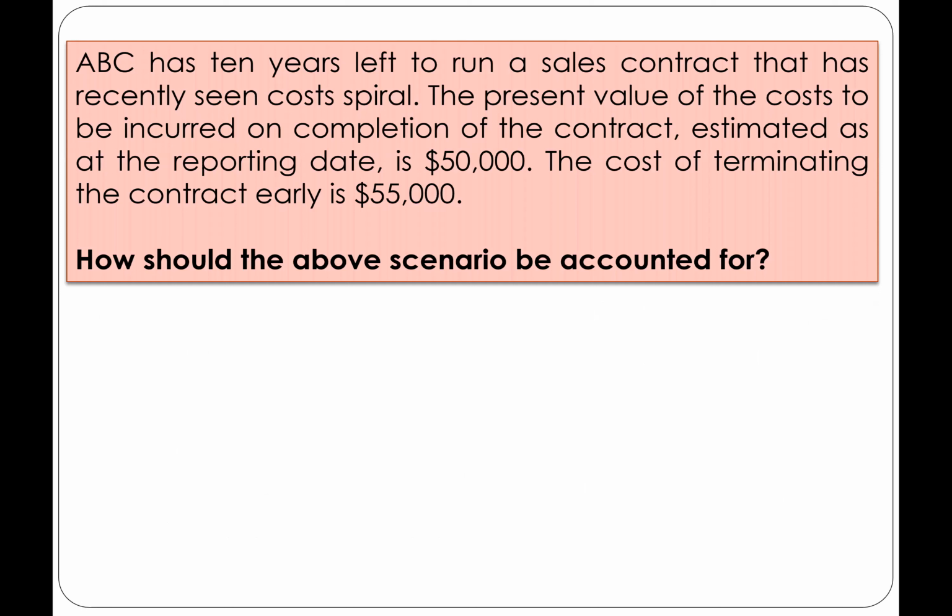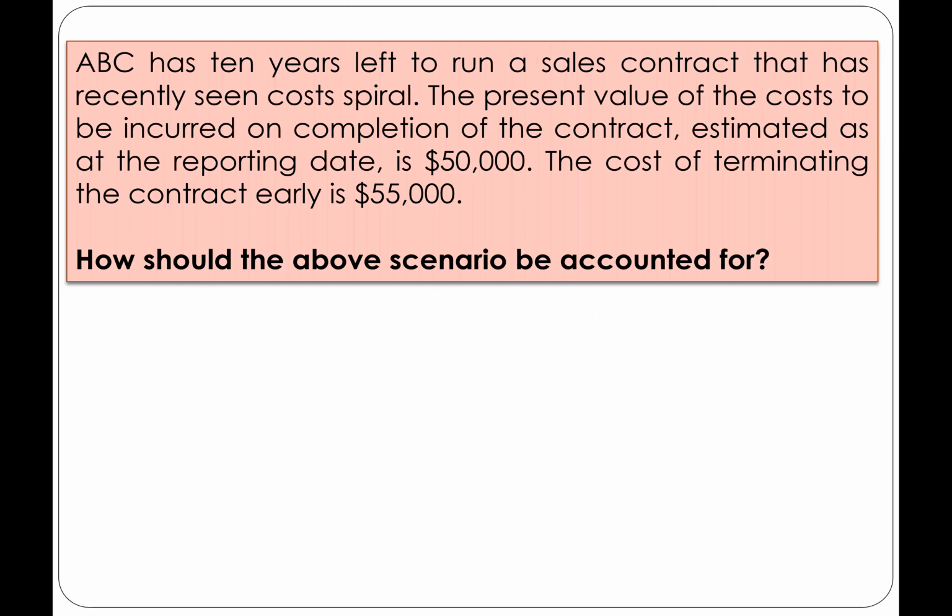So for example, ABC has 10 years left on a sales contract that has recently seen a cost spiral. The present value of the cost to be incurred on completion of the contract, estimated at the reporting date, is 50,000. The cost of terminating the contract early is 55,000. So we are saying if you complete the contract or if you continue paying the contractual terms, you pay 50,000. But if you were to terminate, the penalty for terminating the contract is 55,000. How should the above scenario be accounted for?